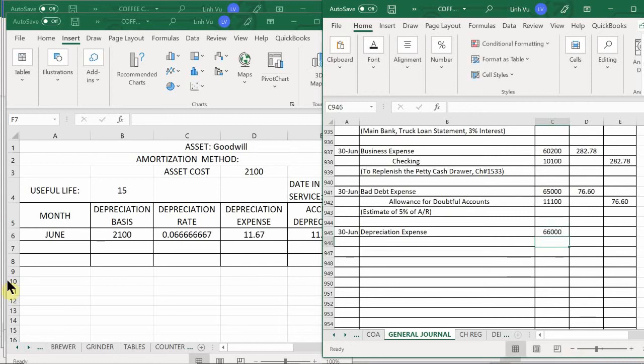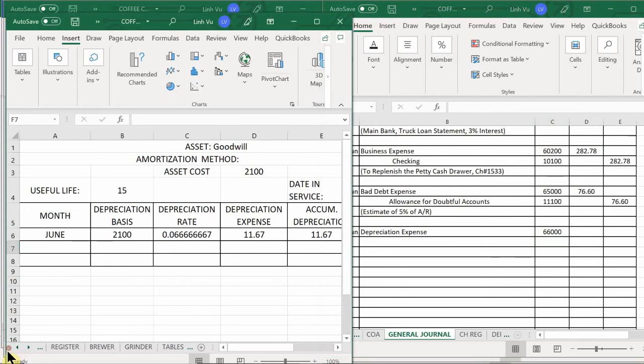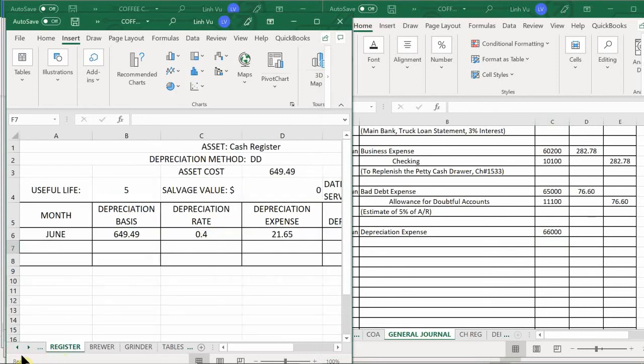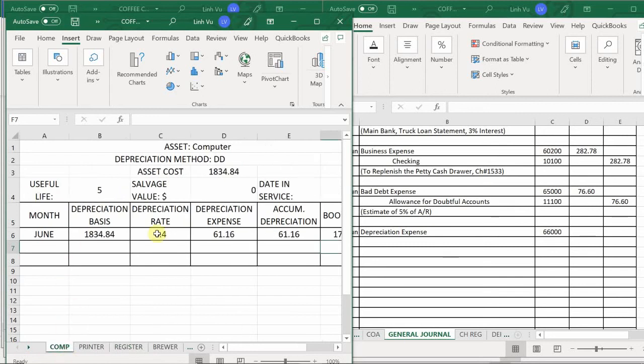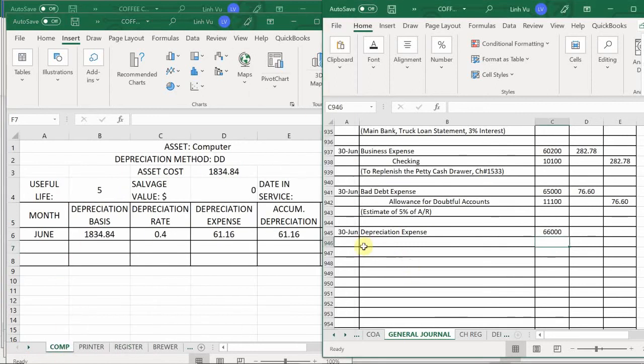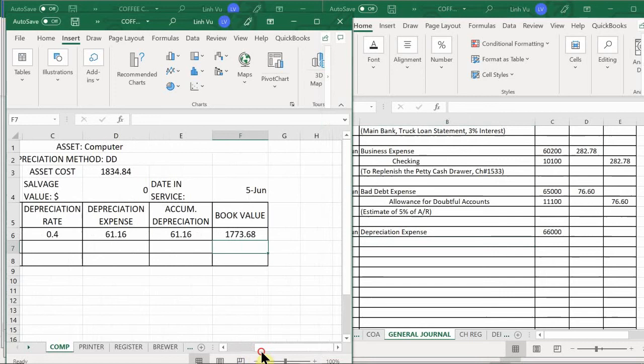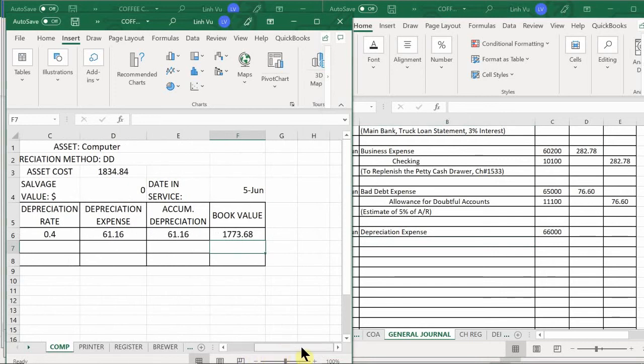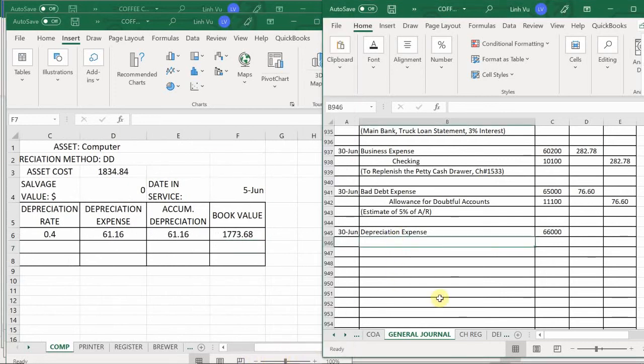Okay, so we're going to go through each and every single account in here. I'm going to start from the very first one in my depreciation table, starting off with my computer. So we have a depreciation expense for the computer. Let me find the paper. Here we go.